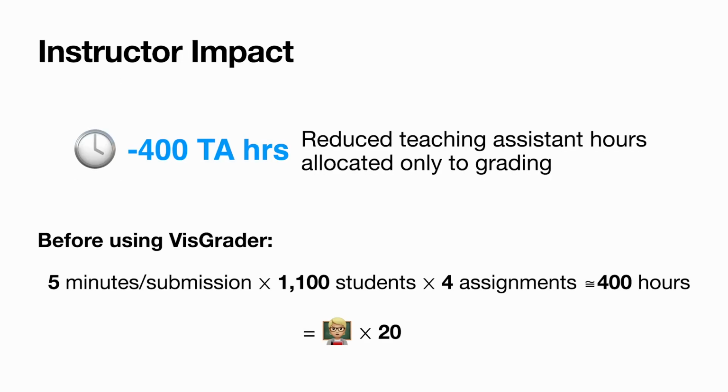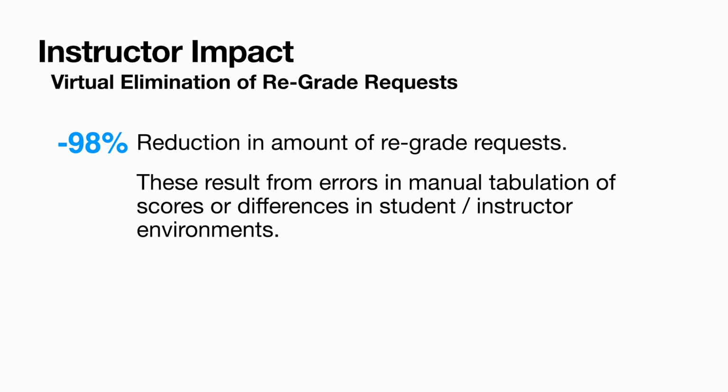Using VisGrader resulted in a reduction of 400 teaching assistant hours spent on grading effort every semester. Before this, a grader would typically spend 5 minutes to grade one submission. For a class size of 1,100, this requires approximately 100 hours or 5 part-time TAs per visualization. Scaling this to 4 D3 visualizations in one assignment required close to 400 hours or 20 part-time TAs who focus only on grading. The autograder eliminated 98% of regrade requests.